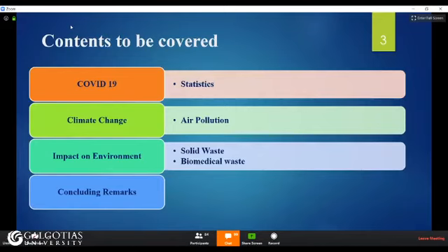And then I'll be talking about air pollution specifically, because this is a vast topic and it can go for hours if I start speaking about various types of pollution. Then I'll highlight solid waste and biomedical waste, because recently I have been attending some national webinars organized by the Ministry of Environment, the Central Pollution Control Board, and IAS officers. I was a part of one of the webinars, and I'll share the insights of what I've heard from them.